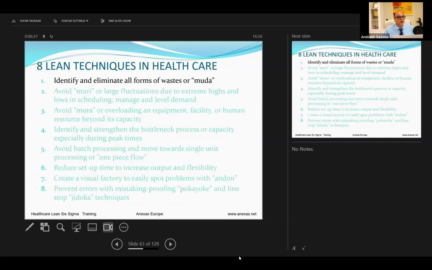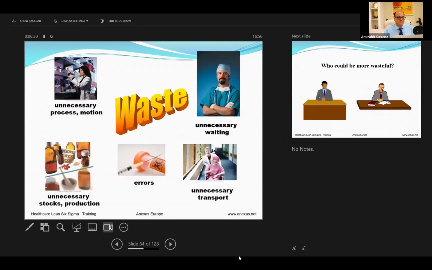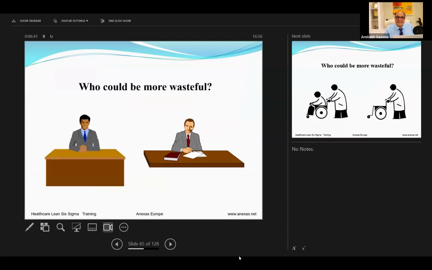So let me give some examples of waste. Waste is unnecessary process, motion, unnecessary waiting, unnecessary transportation, errors, and any person who's underutilized is a waste. Any person who's overutilized is also a waste. Please remember, underutilization of a person or an equipment is a waste. You have got an X-ray machine, you're not using it. You have got that robotic surgery equipment, but you are not using it. It's a waste.